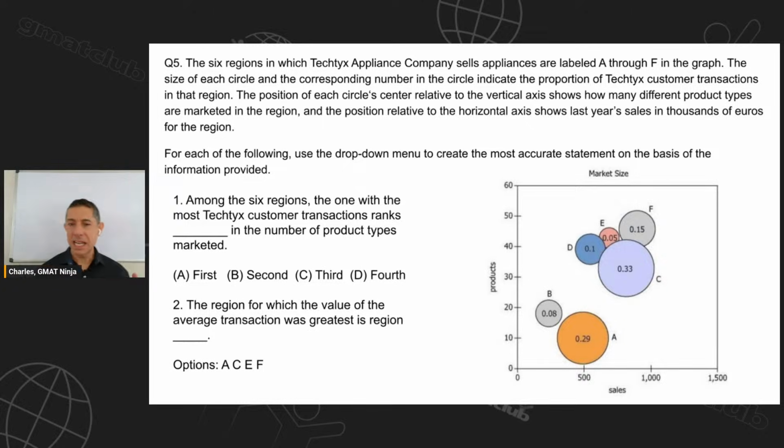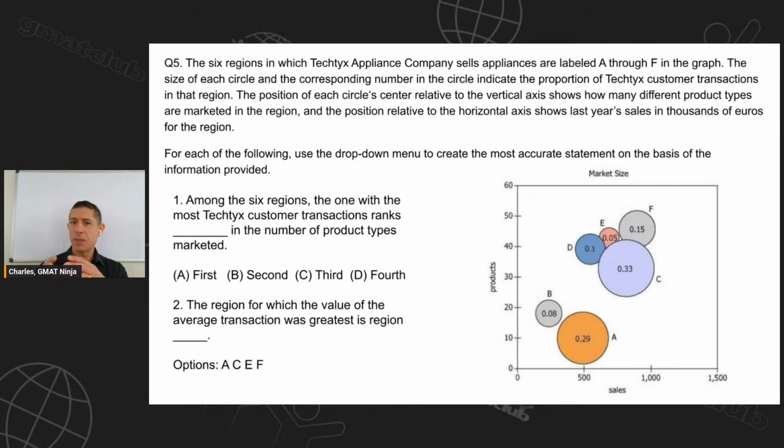So what is the text telling us? Well, it's telling us that the bubbles correspond. So the size of the circle and the number inside the circle indicates the proportion of customer transactions in that region. So if you look at that and go, what does that really mean? So proportion of interactions in the region. So we've got 6 different regions, kind of, that this place sells appliances. So these are proportions, and you can take a quick look and go, well, does that add up to 1? Does it add up to 100%? Yeah, it does. So what are we saying? If we look at that big purple dot in the middle, C, 0.33, what does that mean?